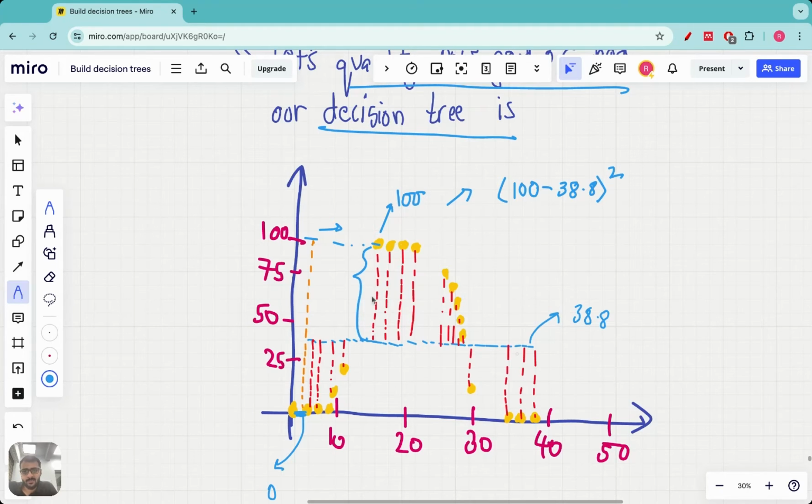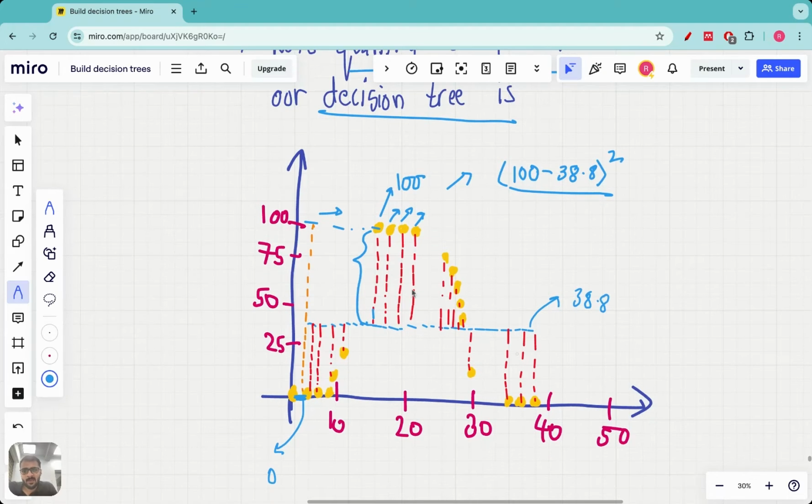That's the error. Now, if you look at these 3 points, this one and this one, for all of them their true value is equal to 100, but our decision tree will predict that the value is 38.8 for all of them. So for all of these 4 points, the error is going to be 100 minus 38.8 whole square. Similarly, for all the points on the right hand side, we draw these vertical lines, measure the distance, and then square the distance.